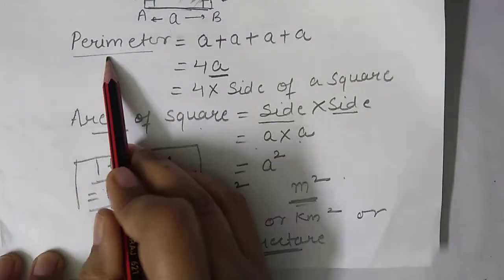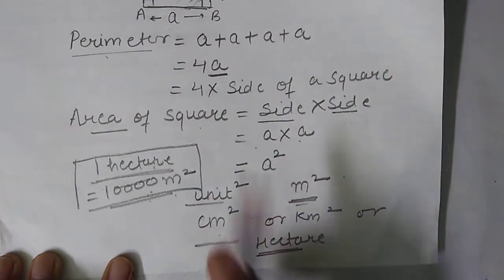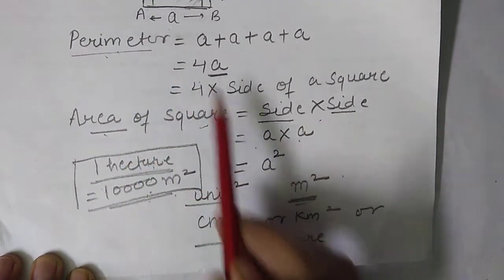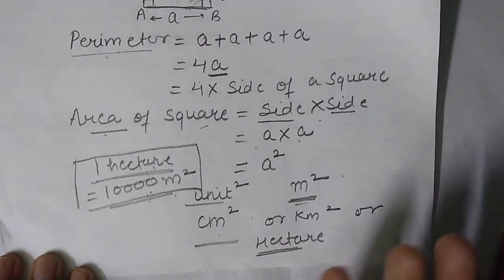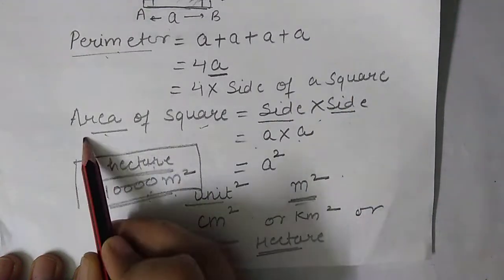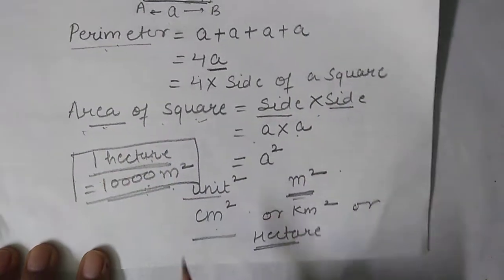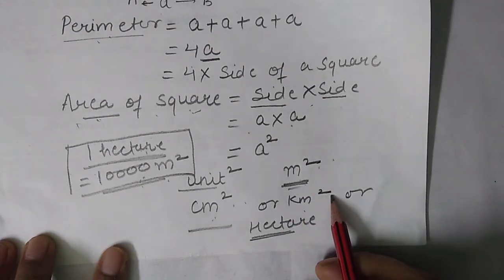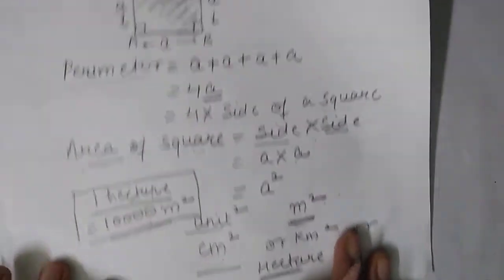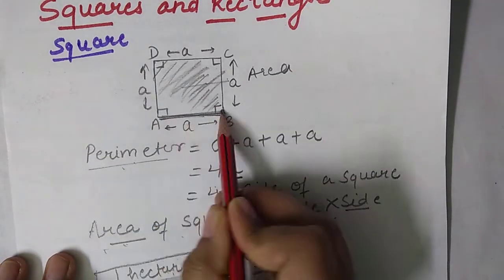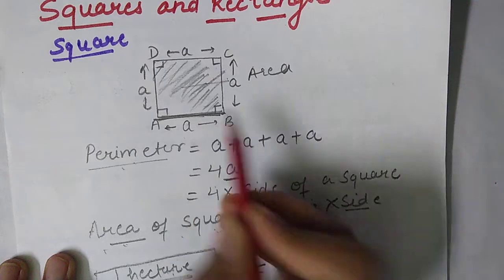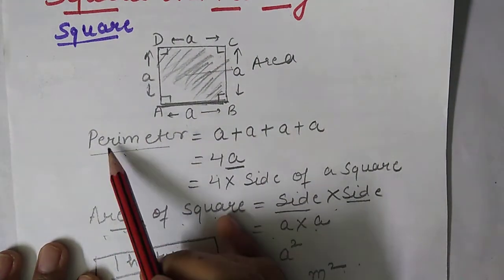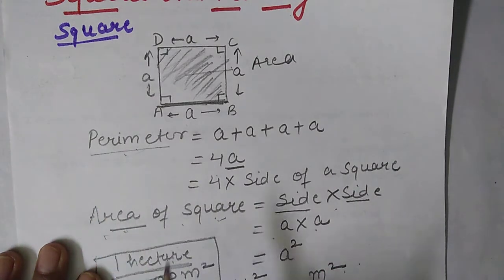Okay, so perimeter of a square is 4 into side, area of a square is side into side, and unit of length is either meter or centimeter or kilometer, and unit of area is square meter, square centimeter, or square kilometer, or hectare. That depends on the given side, that depends on the unit of the boundary. Okay, so this is all about perimeter and area of square.